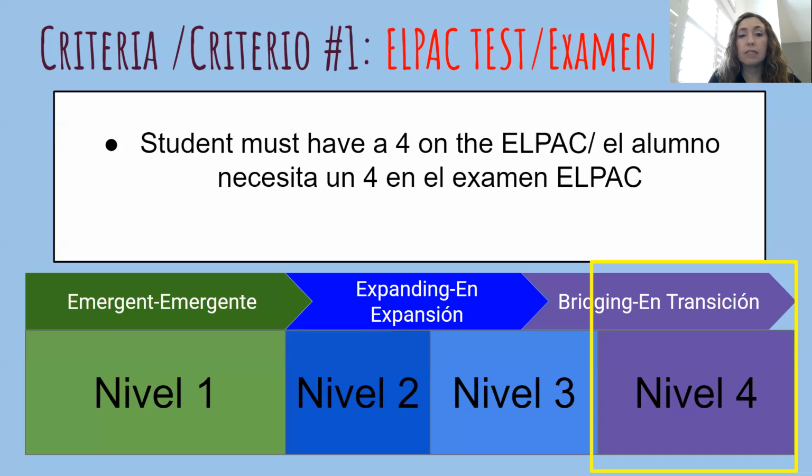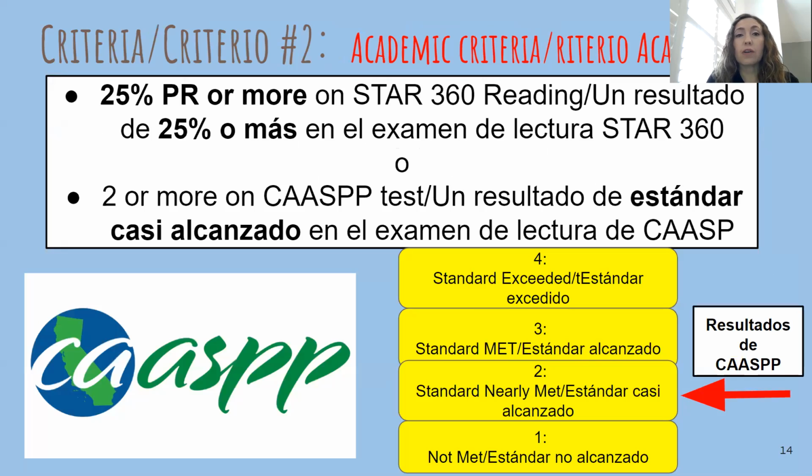The ELPAC test has 4 different levels. Level 1 is the lowest and level 4 is the highest. In order for students to be considered candidates for reclassification, they have to have a 4 on the ELPAC. The second criteria is one of 2 things. First and foremost, we look at the CAASPP test. Students have to have a 2 on this assessment. If for whatever reason they don't have that, then we can look at the STAR 360 reading, which we give on site a few times a year. And students need to have a 25 percentile rank on that test.